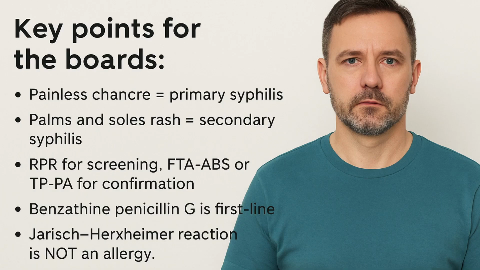Okay, let's review some key points for the boards. Remember, a painless canker is primary syphilis. Once you have a rash on the palms and soles, this is secondary syphilis. RPR is used for screening, and for confirmation we use the FTA-ABS or the TPPA tests. Benzathine penicillin G is first-line treatment, and the Jarisch-Herxheimer reaction is not an allergy.